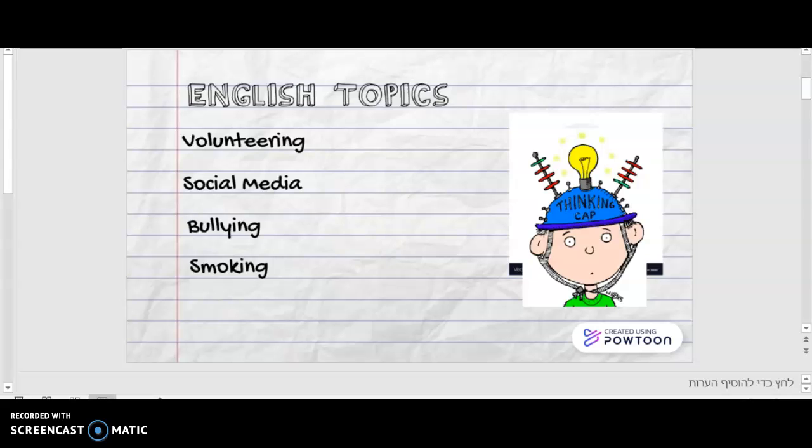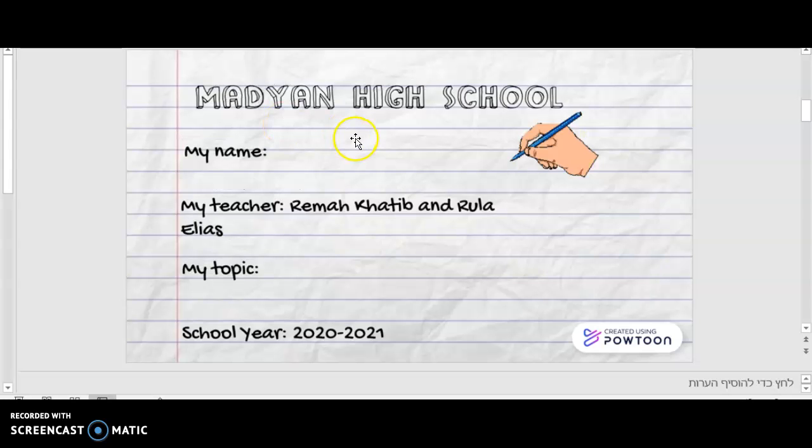So once you choose your English topic, you have to prepare a cover page for your project. As you see here, you can start it with your school name, Madian High School. Here you can write your name. My name is the following, your teacher, my teacher, and the topic that you have chosen, and the school year, of course, 2020 to 2021.